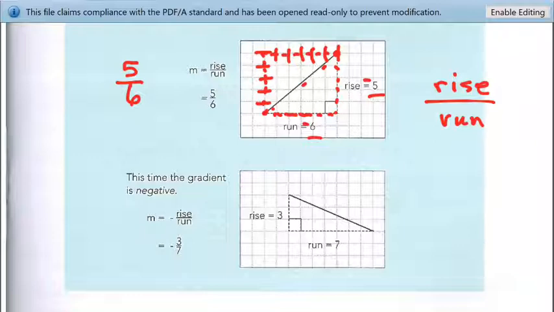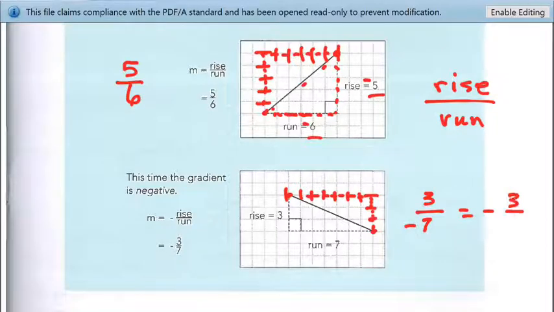Okay? And here, they did the same thing. I hate it. So they're counting from here to here. What they're doing is counting run and then rise. They're just counting in the positive direction and putting the right number in the right spot. But I would prefer that you just use the positive side. Okay? So 1, 2, 3, up. 1, 2, 3, 4, 5, 6, 7 to the left. Right? So make sure you put that negative because we went left. So negative 3 over 7.